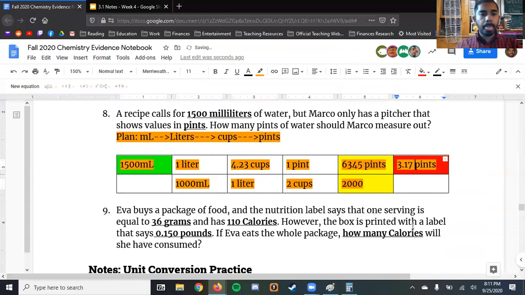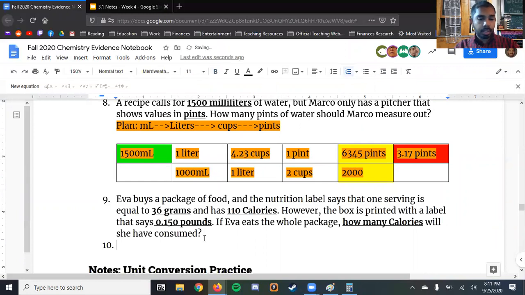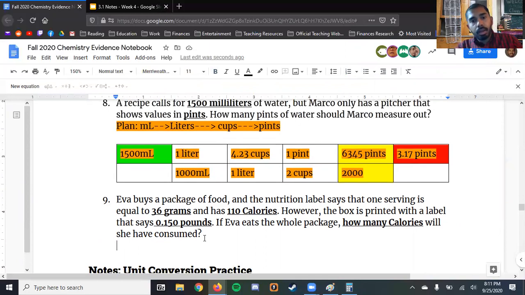All right, done. Last one. Now, for this one, there's something here you have to realize. The first number you see may not be the first number you put in this box. So be aware of that.